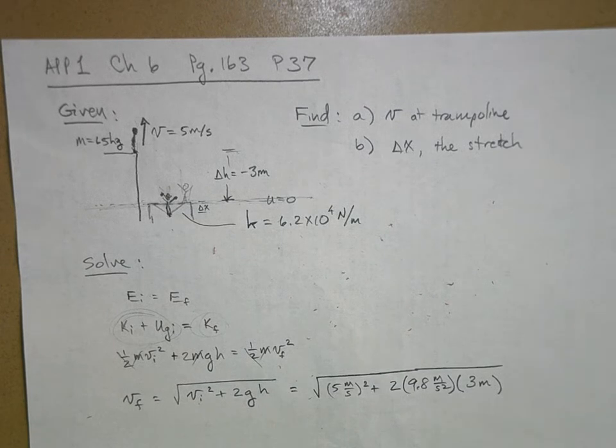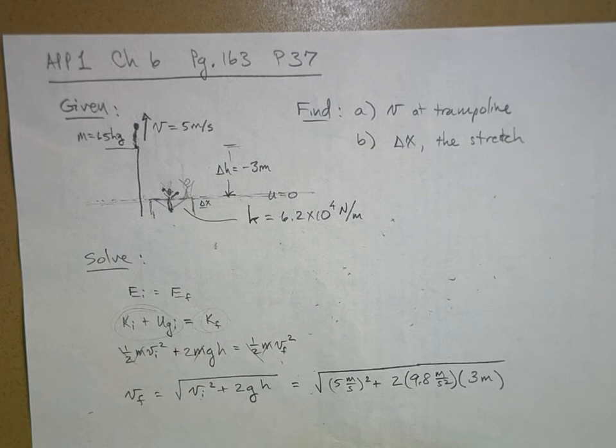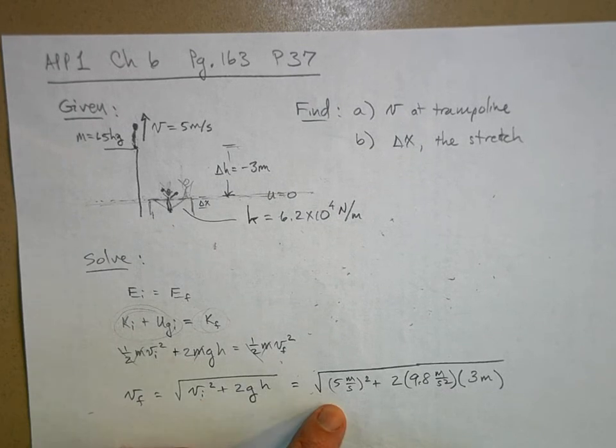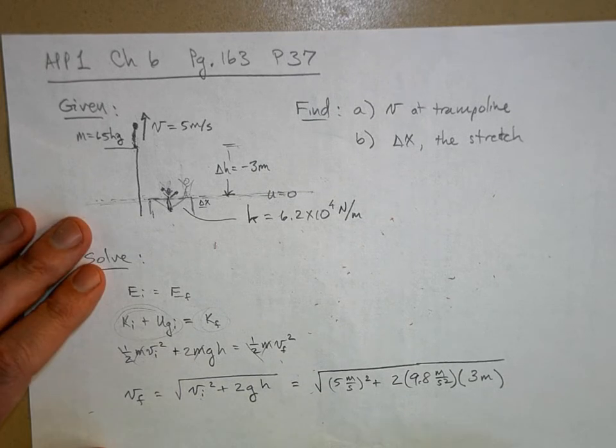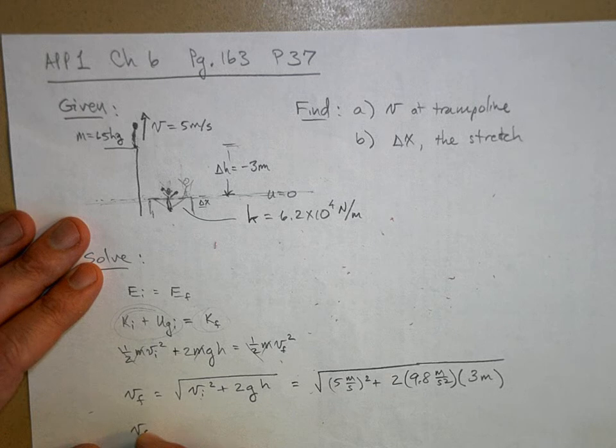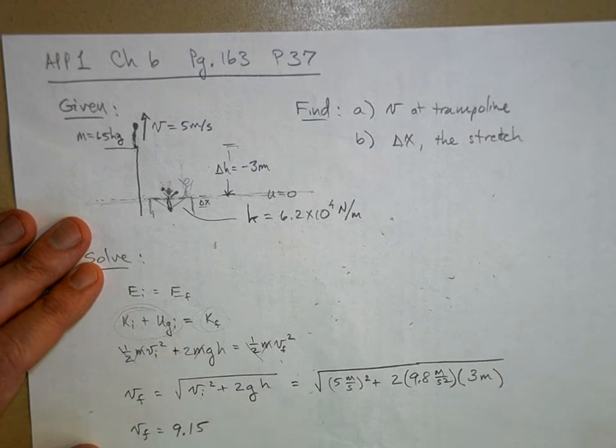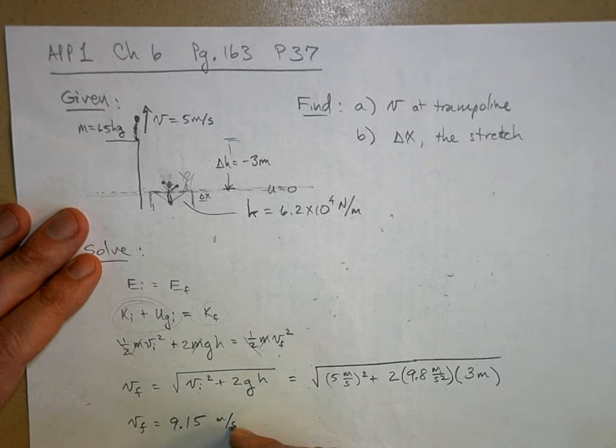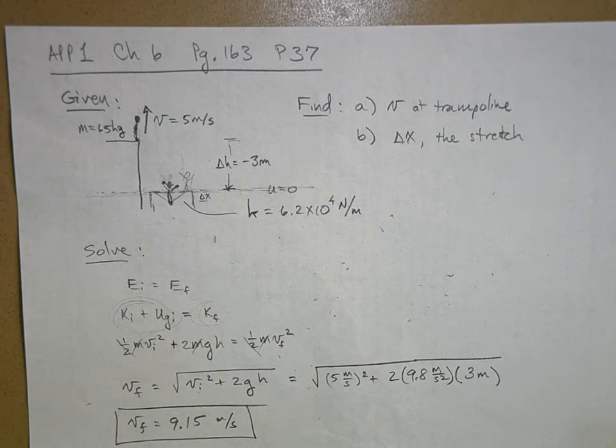So now I get out my calculator, because I can't do that in my head. Okay, 25 plus 2 times 9.8 times 3 equals 83.8. Raise that to the power of 0.5, that's a square root, and I get 9.15 meters per second. Then, because I'm a good student, I look it up in the book, because the answer's in the back for number 37.